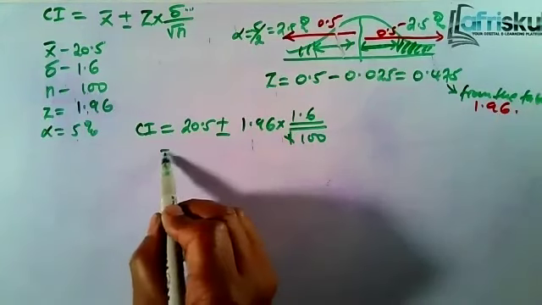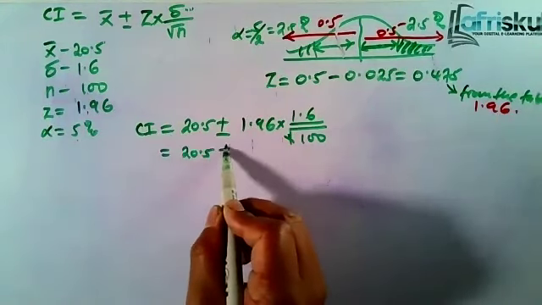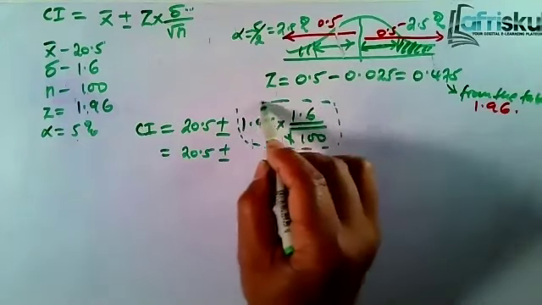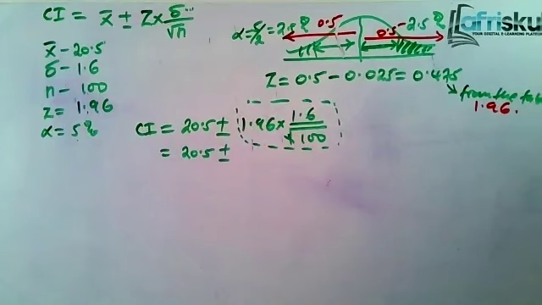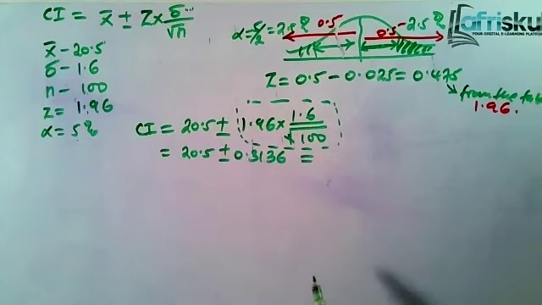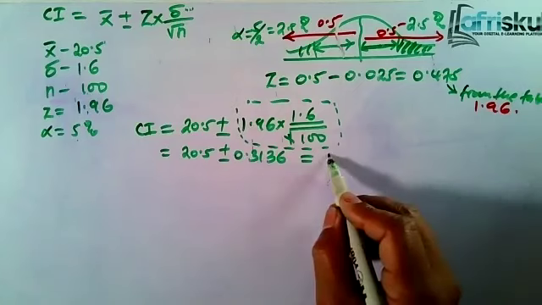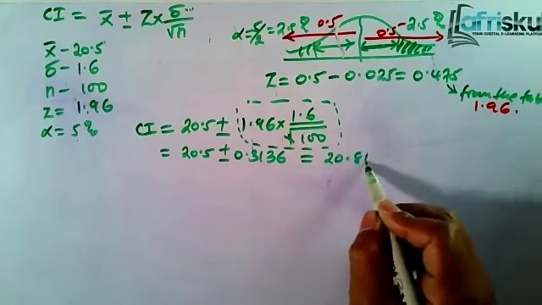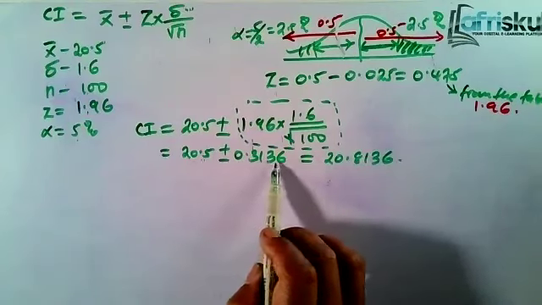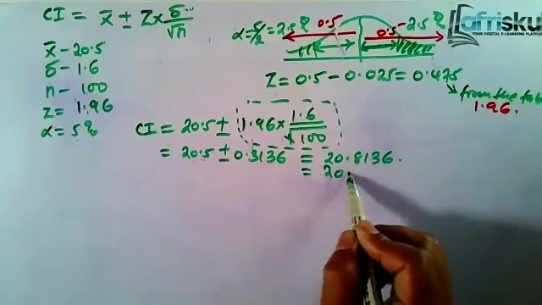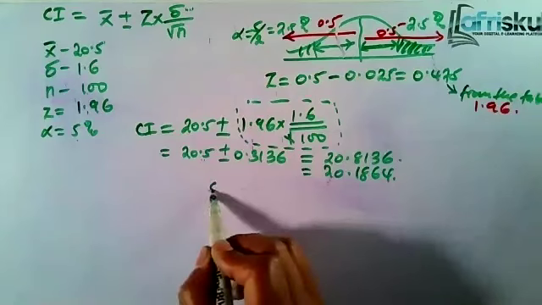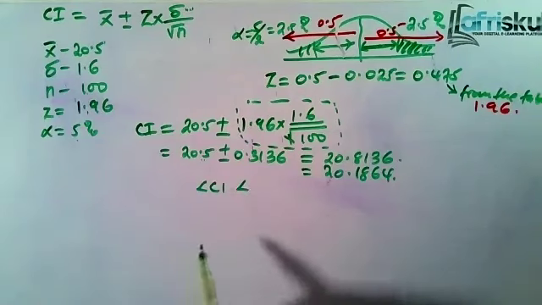So this one will be 20.5 plus or minus the margin of error. That one alone, you'll get 0.3136. So if you add, you'll get 20.8136, but if you minus 20.5 minus 0.3136, you'll get 20.1864. So your confidence interval, you should show it like this.